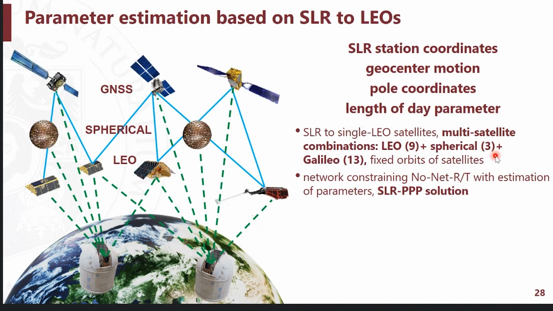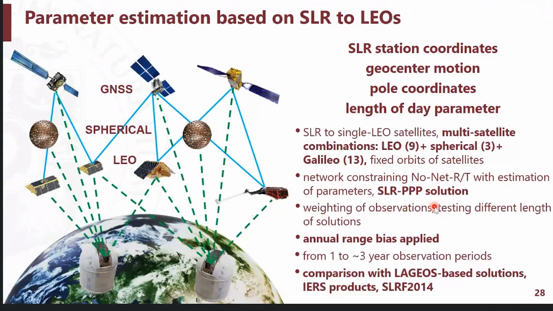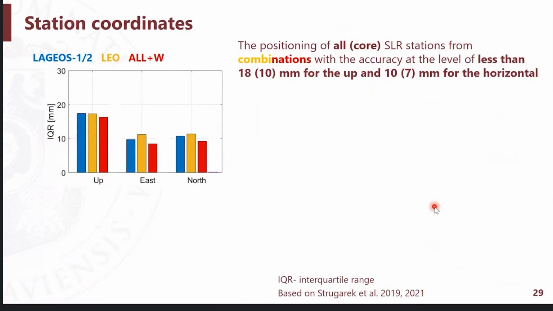I've tested different network constraining with an experimental SLR PPP solution in which there were no constraints on the network and only station coordinates were calculated as 3 parameters. Other parameters were fixed to the a priori value. I've also tested weighting of observations, applied annual range biases in the solutions, and compared the results with the Lageos-based solution, ITRF products, and SLRF 2014 results.